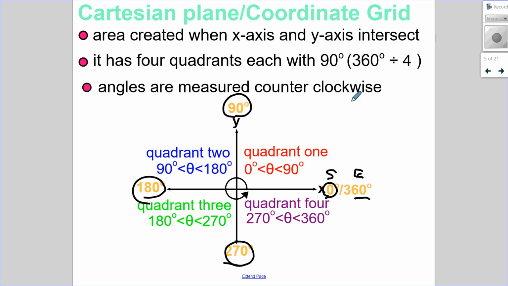So each of those quadrants is split into 90 degrees, and you need to know how each quadrant is split up. So quadrant 1 is between 0 and 90, quadrant 2 is 90 to 180, quadrant 3 is 180 to 270, and quadrant 4 is 270 to 360.